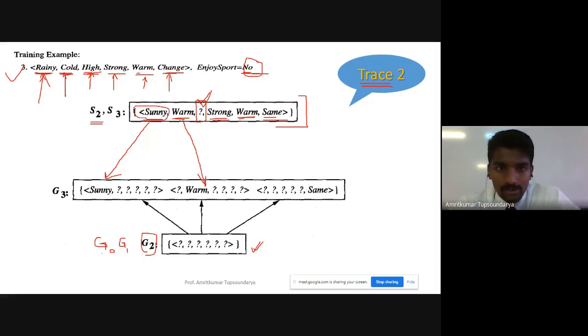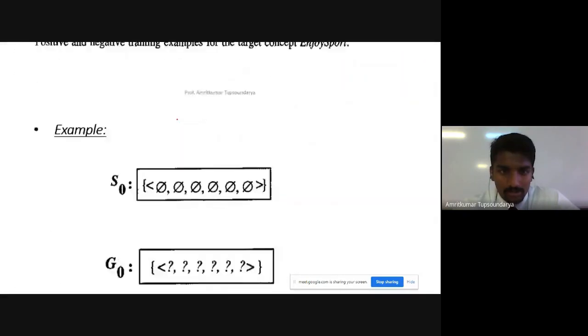So here we created sunny, here we created warm, here we have to create a new hypothesis called same. So I hope this is clear how we end up having three new hypotheses which are less general and more specific. They are less general than G0, G1 and G2 but more specific than the S2, you can say. So now, we still have one training example left. We have not exhausted our set of training examples.